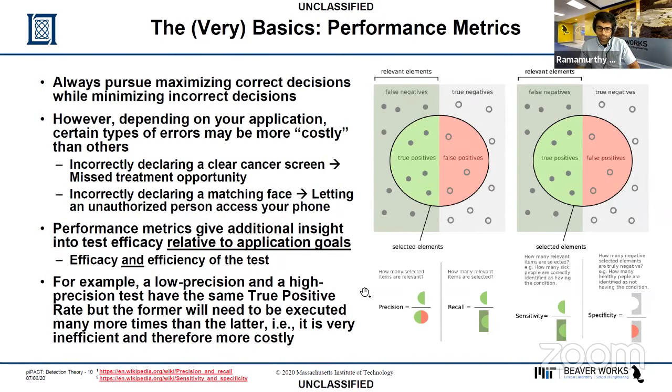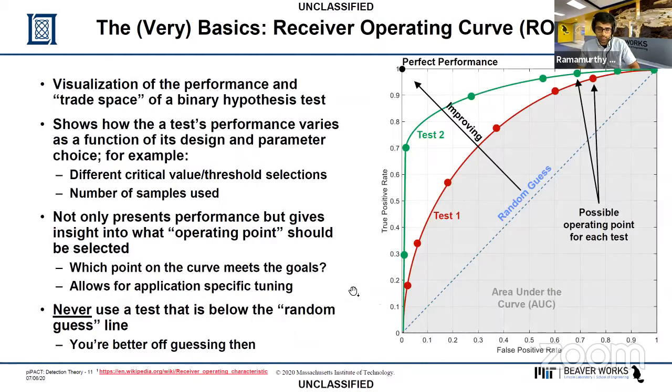I'll skip over the rest of these, but this goes into why there are some additional metrics that you may want to look at: precision, recall, sensitivity, specificity. And these are some really good Wikipedia articles that will explain all that. We're running out of time.